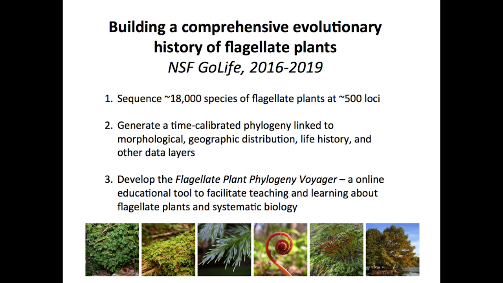So I just want to close off with an announcement of a new endeavor that you might have heard of. Emily Sessa and colleagues are leading this project to sequence 500 loci for all 18,000 species of non-flowering land plants. They call them the flagellate plants. It's actually not a good name because there are non-flowering land plants that don't have flagella, but it's okay.